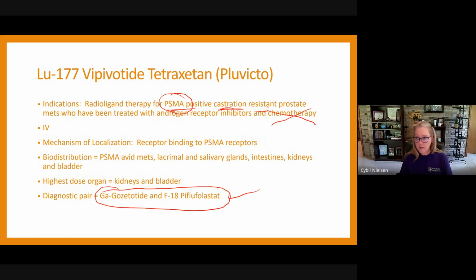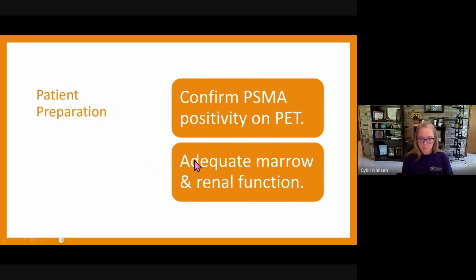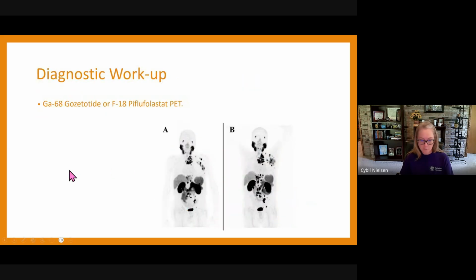They no longer have to have chemo first. So they can come to us before getting chemo. Mechanism of localization is also receptor binding. The receptors they go to are the PSMA receptors. I've given you the normal biodistribution. That's the lacrimal and salivary glands that we see. So confirm PSMA positivity and then make sure that they have good renal function and good bone marrow function.